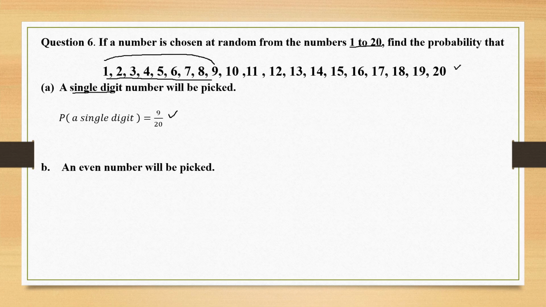Okay, now look at part B. Part B asks: what is the probability of even numbers? So what are the even numbers here? For example, 2, 4, 6, 8, 10, 12, 14, 16, 18 and 20. So in total we have 10 even numbers from these 20 numbers. So the answer will become 10 by 20. After simplification, 10 by 20 means 1 by 2.